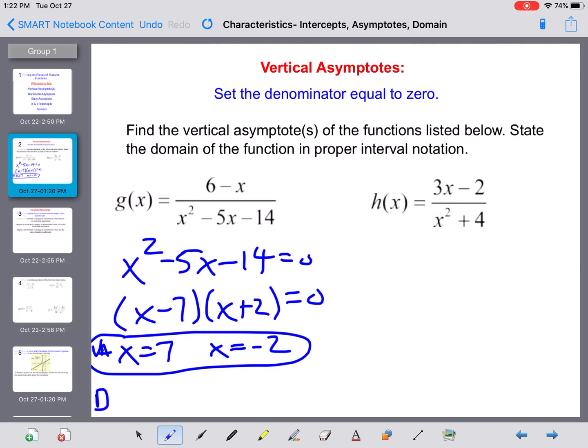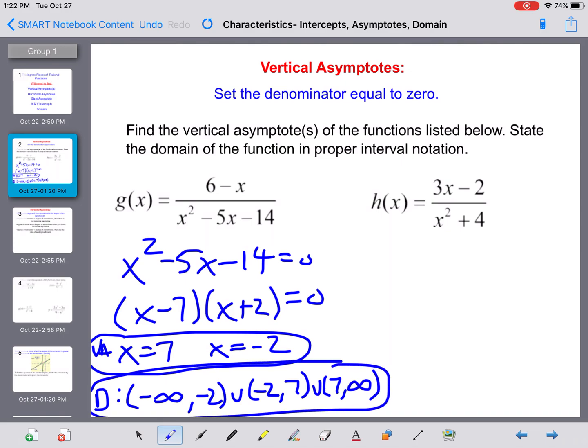And so how we want to write that would be from negative infinity to the first one, so that'd be negative 2, with a parenthesis because we don't want to include negative 2, union negative 2 to the next one, union 7 to positive infinity. So that would be our domain because we are excluding those two values and making sure that we're using parentheses.